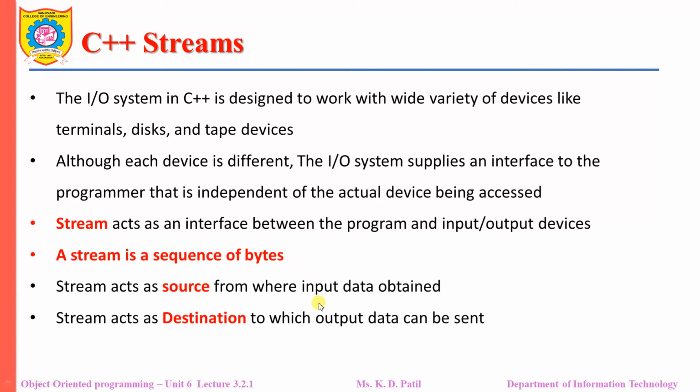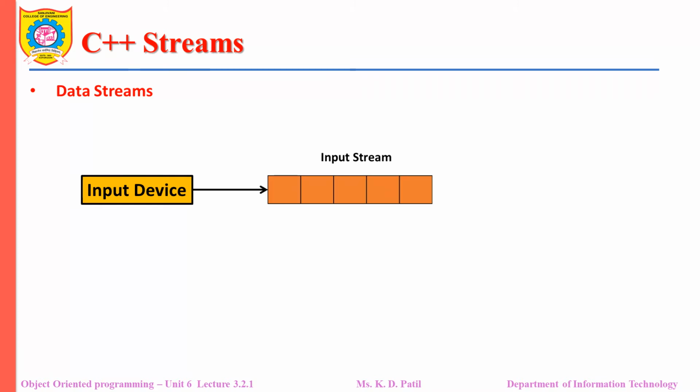A stream acts as a source from where input data is obtained, and a stream acts as a destination to which output data can be sent. Let us see the data streams. If you want to take some input from the input device, and we have some program to process that input, then the input will be taken from the input device and stored temporarily into the input stream. The input stream is the source stream that provides data to the program, and data in the input stream can come from the keyboard or any other storage devices.